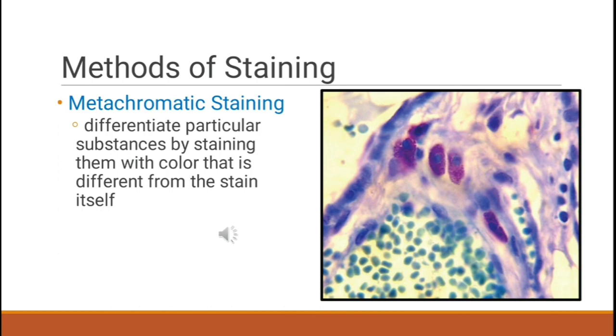Next, we have metachromatic staining. Metachromatic staining differentiates a particular substance by staining it with a color that is different from the stain itself, as opposed to orthochromic stains. Shown in the picture is our toluidine blue showing mast cells.